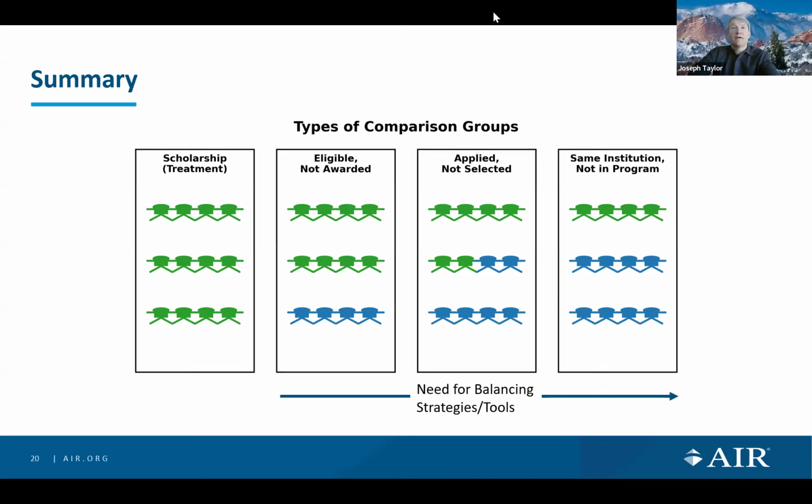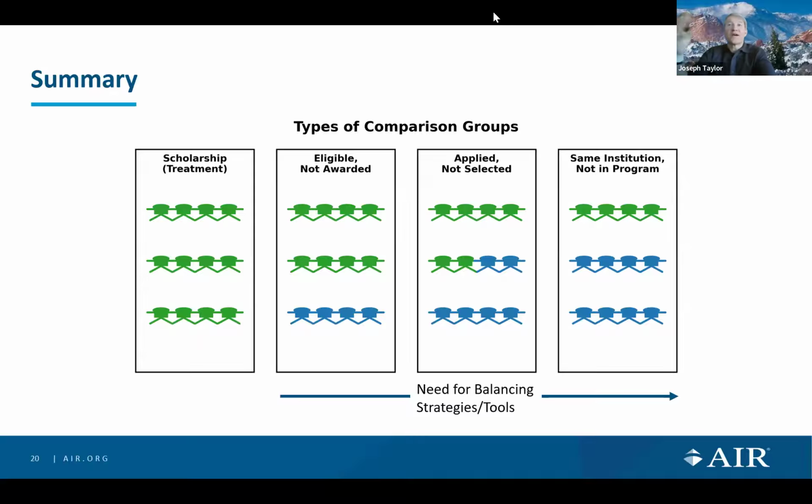Okay, so let's summarize those three with a graphic. In this graphic, the green figures in the scholarship treatment box are the awardees. And as we move from left to right, the green figures in the subsequent comparison group boxes represent the individuals who are similar to the scholarship awardees. The blue figures are students who are not so similar to the awardees.